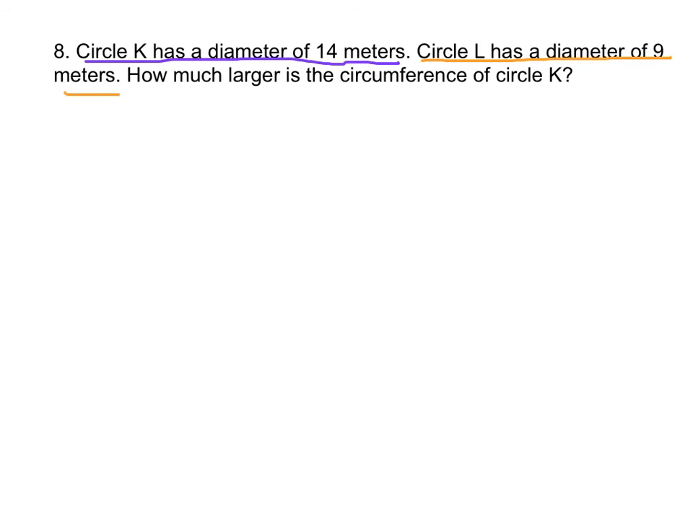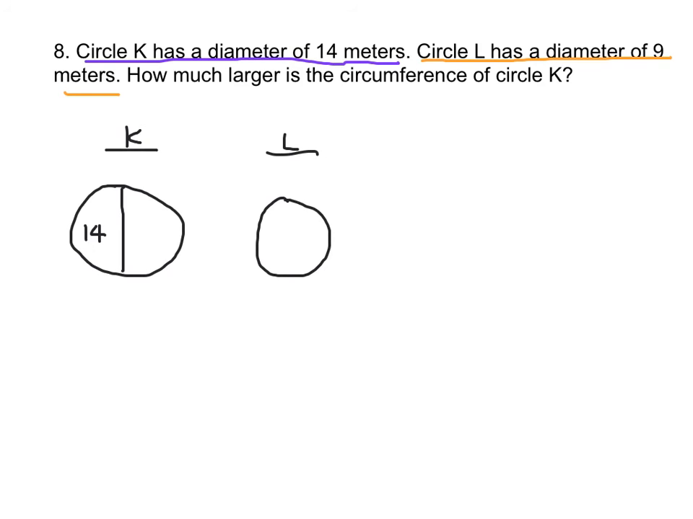So first things first, I'm going to draw a picture to represent this problem. Circle K has a diameter of 14. Diameter is a line that goes all the way through the circle and through the center. Circle L looks to be smaller and only has a diameter of 9. I want to know how much larger the circumference of circle K is. In order to figure out how much larger, I first need to figure out the actual circumference of both circles.